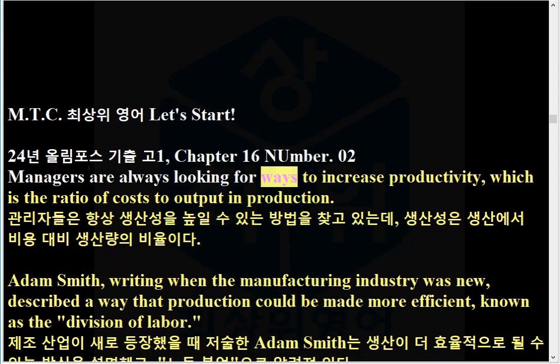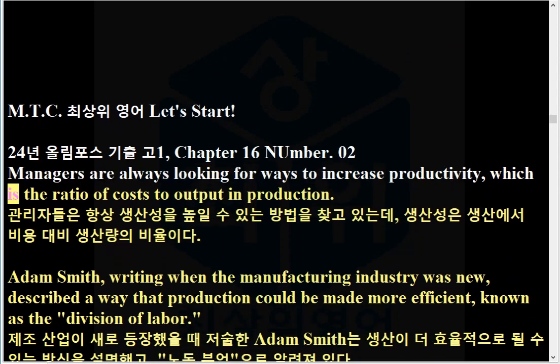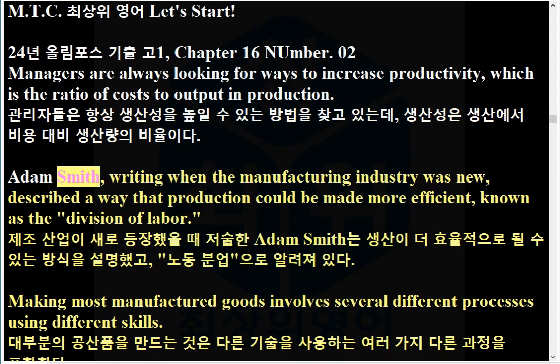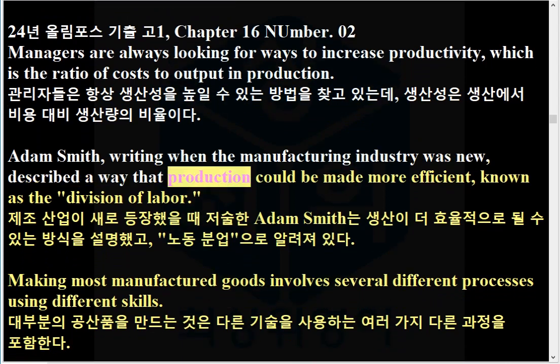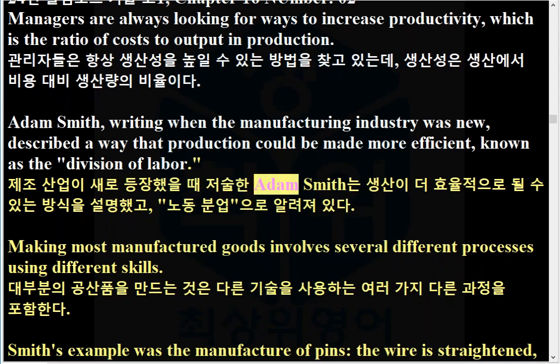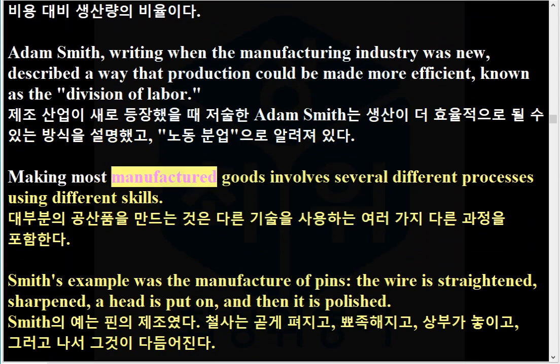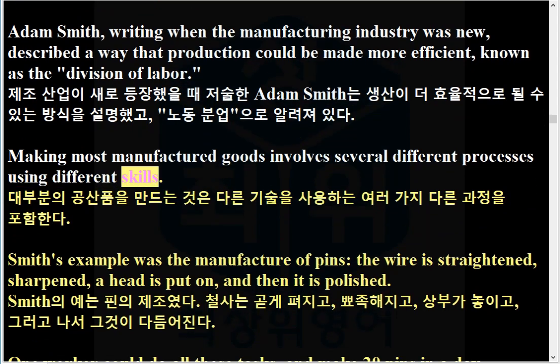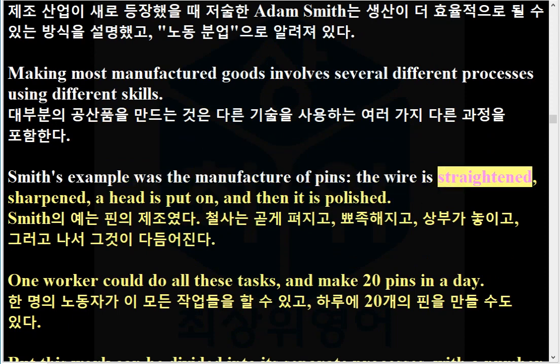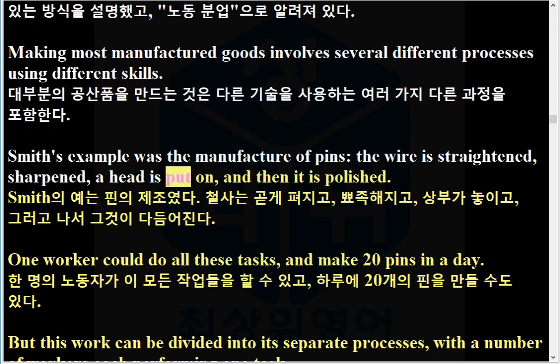Managers are always looking for ways to increase productivity, which is the ratio of costs to output in production. Adam Smith, writing when the manufacturing industry was new, described a way that production could be made more efficient, known as the division of labor. Making most manufactured goods involves several different processes using different skills. Smith's example was the manufacture of pins. The wire is straightened, sharpened, a head is put on, and then it is polished.